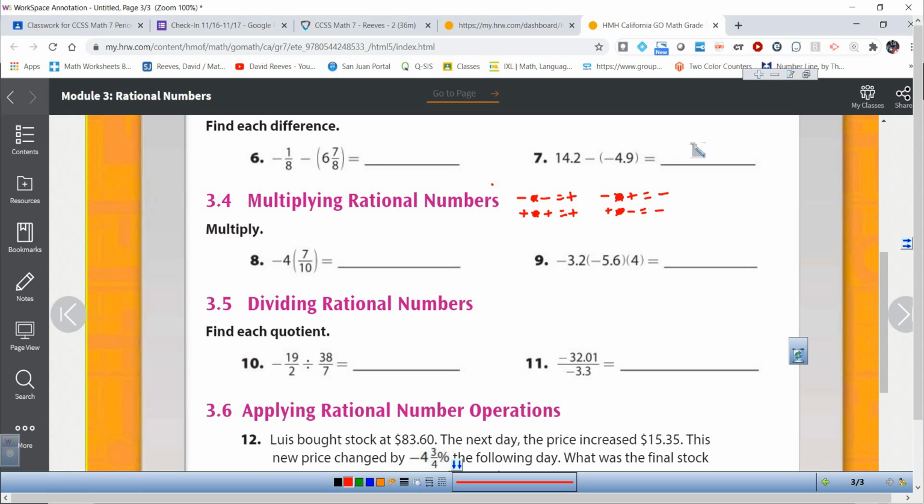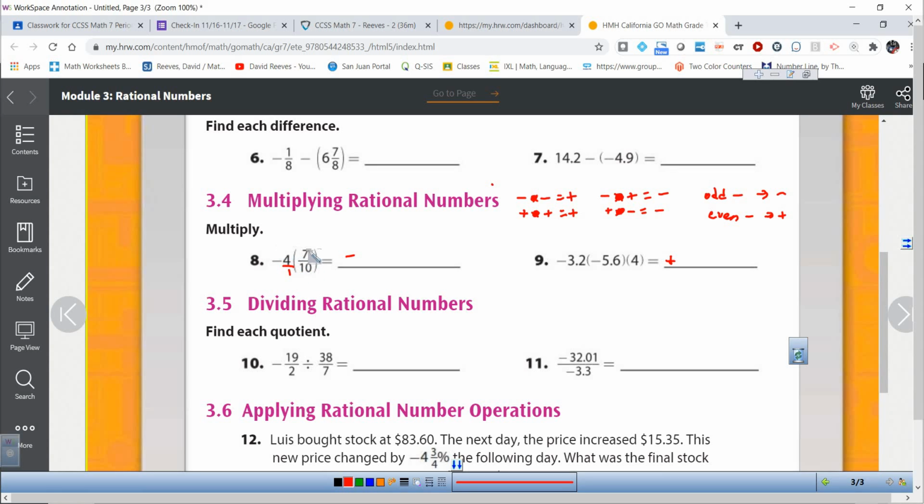All right, you also need to know if you have an odd number of negatives, the answer will be negative, and if you have an even number of negatives, the answer will be positive. Okay, so for example, in this case, we have 1 negative, so the answer is going to be negative. Here we have 2 negatives, so the answer is going to be positive. All right, here we go. So 4 times negative 7/10.